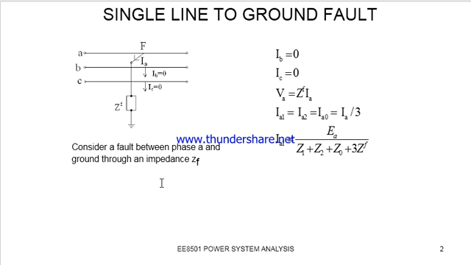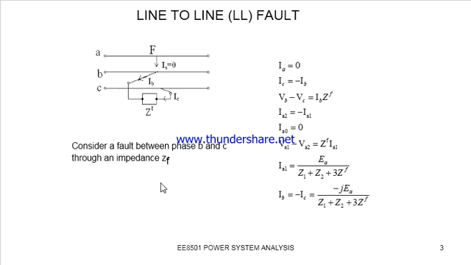So what about the A voltage? VA is equal to ZF into IA because only the fault impedance is going to be there. And in case of symmetrical analysis, IA1, IA2, IA0 is equal to IA by 3. IA1 is equal to EA divided by Z1 plus Z2 plus Z0 plus 3ZF. This is what is going to be happening in case of single line to ground fault.